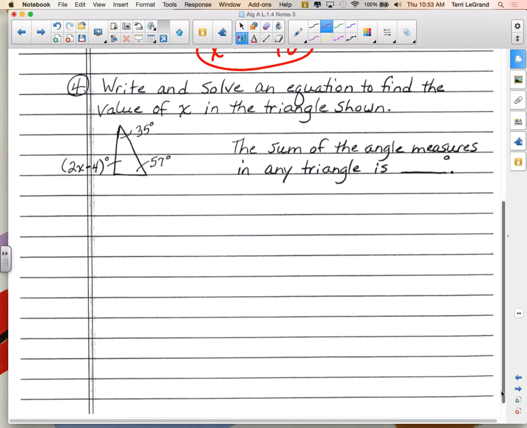Okay, so we're going to do number 4, where it says write and solve an equation to find the value of x in the triangle shown.